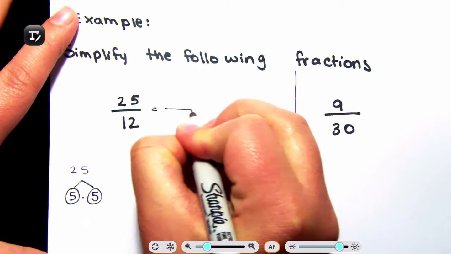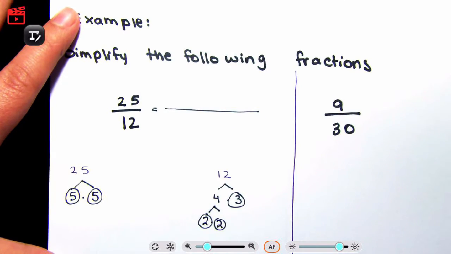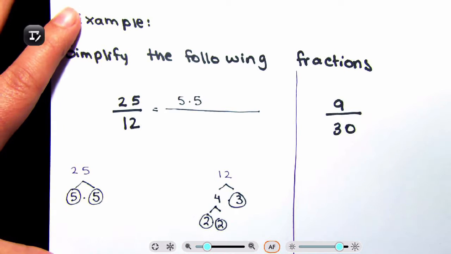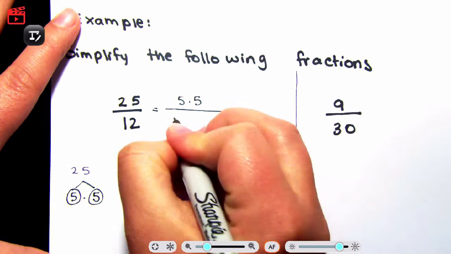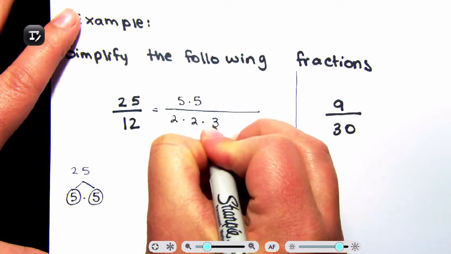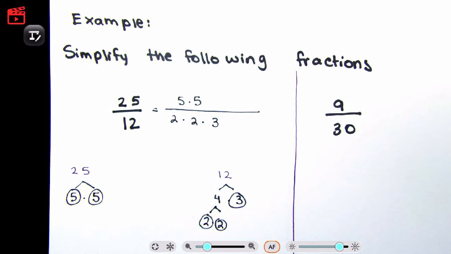I'm going to create a bar, top and bottom. I'm going to write the factors of 25, which is 5 times 5. I'm going to write the factors of 12: 2 times 2 times 3. Now this is where the magic happens.